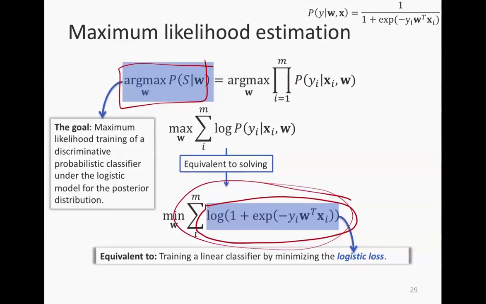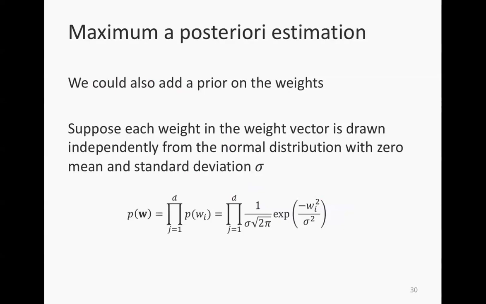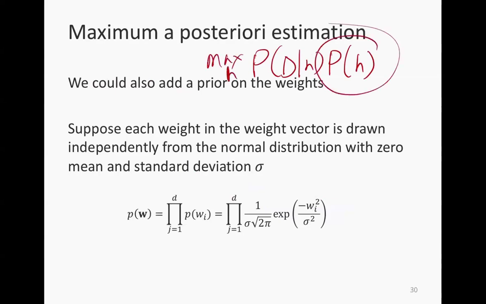I showed you maximum likelihood estimation. Let's look at an example of maximum a posteriori (MAP) estimation. For MAP estimation, I need to have a prior distribution over the hypothesis space because I need to maximize this quantity. So I need to define P of H. The hypothesis space is entirely defined by the weight vector.